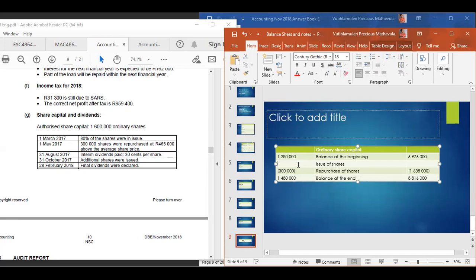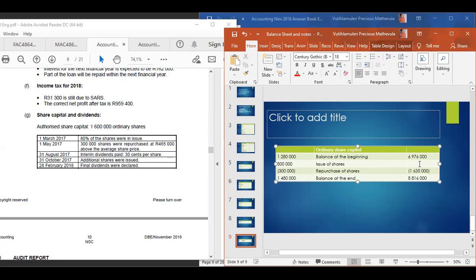So what we're going to do is take 1,280,000. Now we want to find the number, right? So we're going to deal with the column for numbers. 1,280,000, and because we don't have the issue of shares, we're going to add that. Then we subtract 300,000, and we're also going to subtract the balance at the end to find the new issue. And the new issue is 500,000. So 500,000 shares were issued.